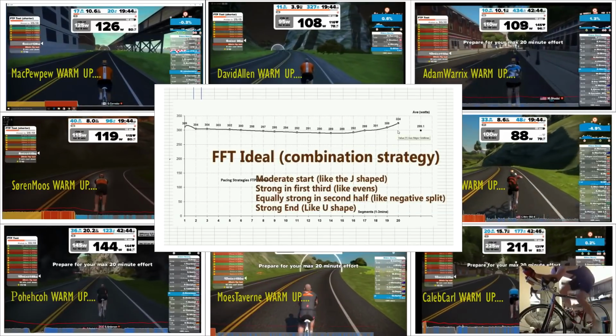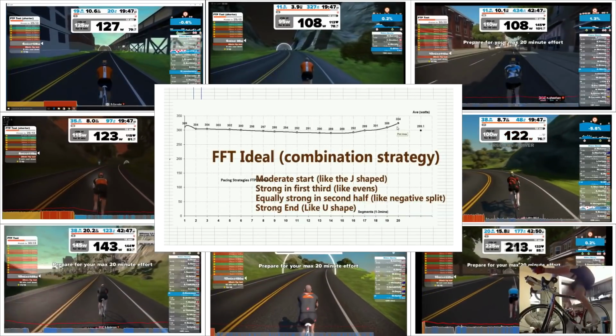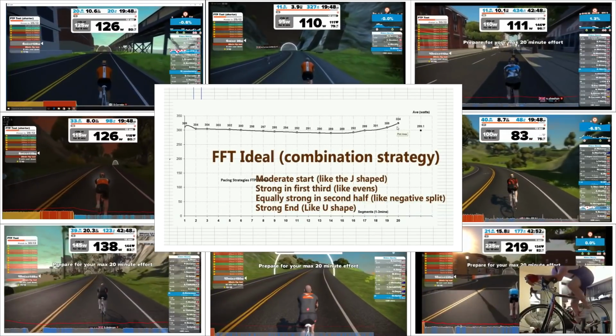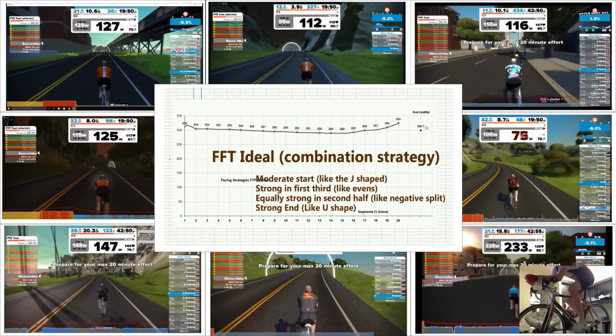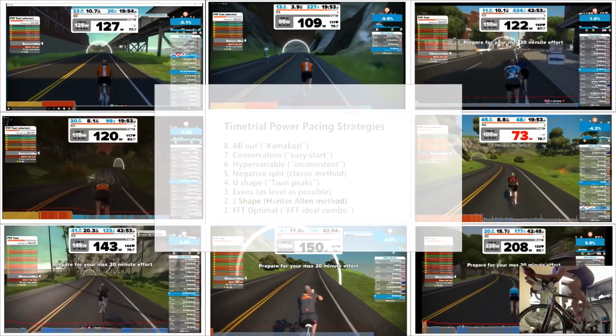So then in the last 30 or 60 seconds, try and kick for home. Usually there's a little bit of a kick there, obviously not as much as the Twin Peaks or the J-shape or the conservative strategy, but nevertheless a decent kick. You end up with a ride that actually hits your FTP.